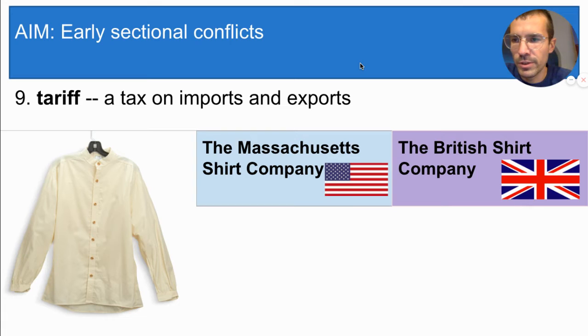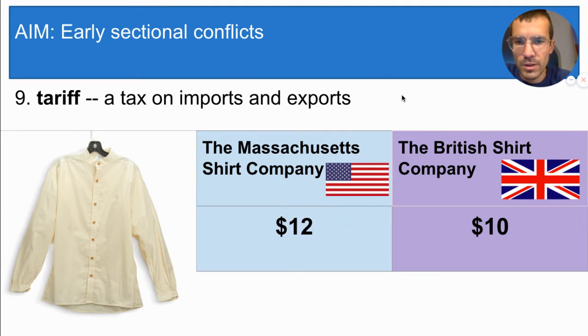I want you to imagine that you are living in the US in 1800 and you need to buy a new cotton shirt. You have two options. You can buy your shirt from the Massachusetts Shirt Company in Boston, Massachusetts in the USA, or you can buy it from a company in London, England called the British Shirt Company. Both of these companies make the same shirt, but their prices are slightly different. The Massachusetts Shirt Company sells cotton shirts for $12, while the British Shirt Company sells them for just $10. Okay, assuming the shirts are exactly the same quality, which one would you buy?